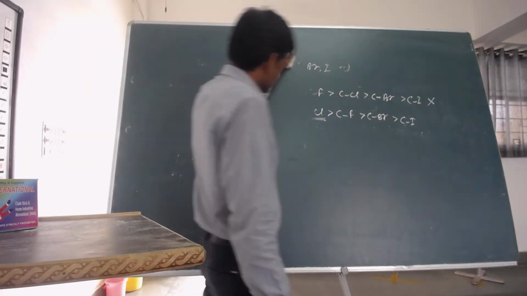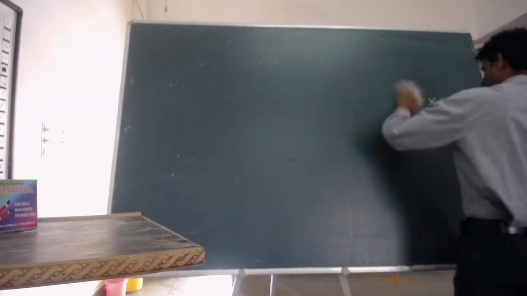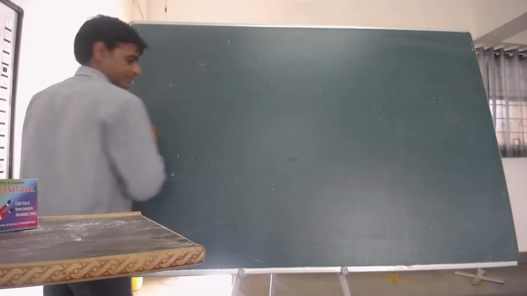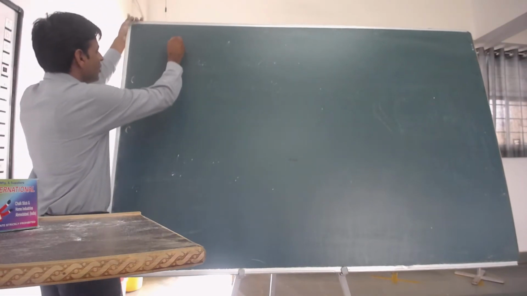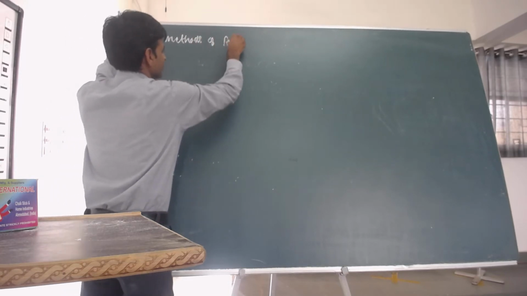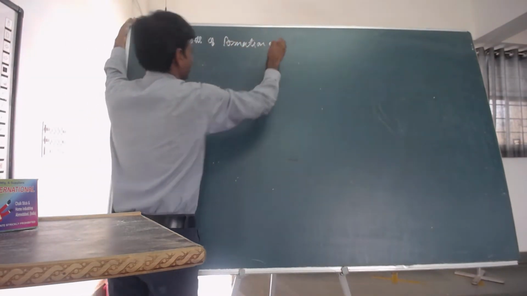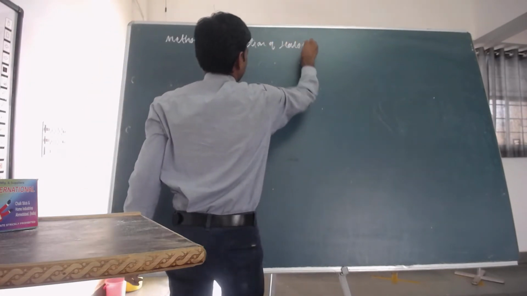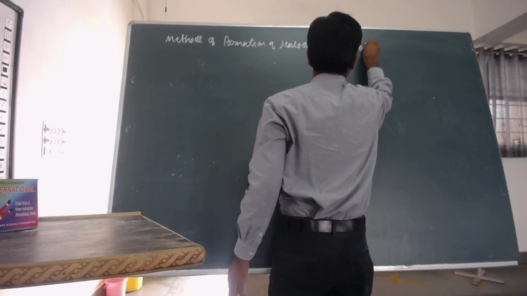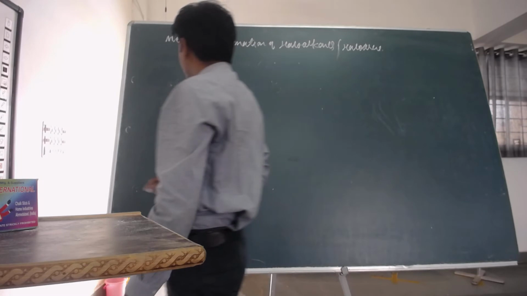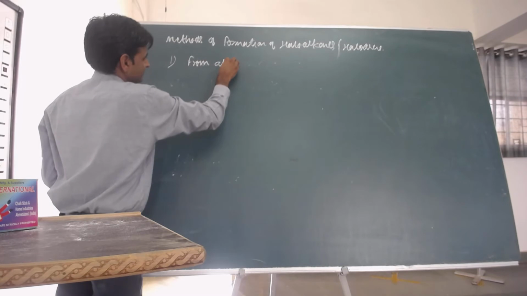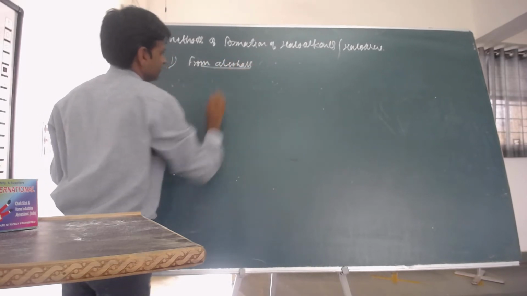Okay, now the next point: we will discuss the methods of formation of haloalkanes. Method of formation of haloalkanes. First is from alcohols.